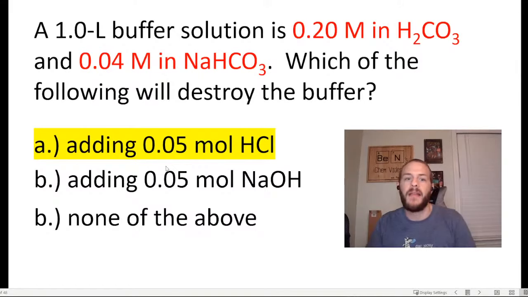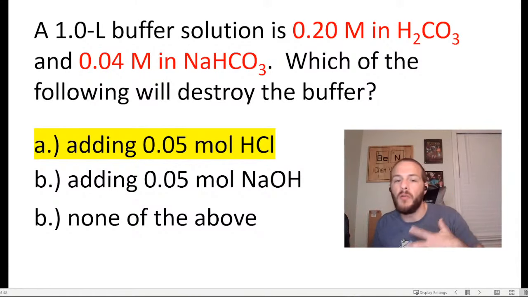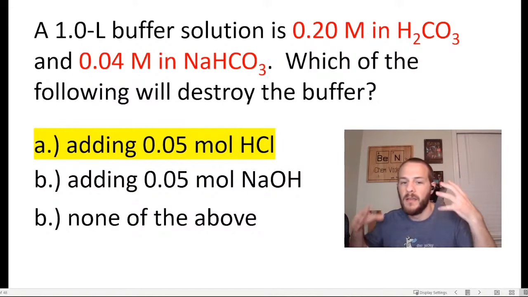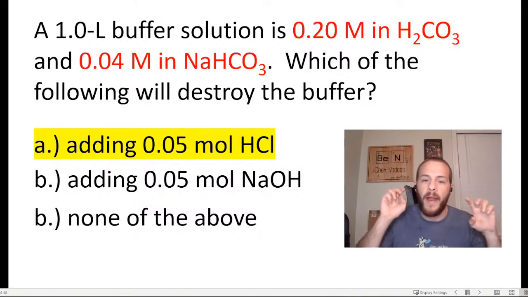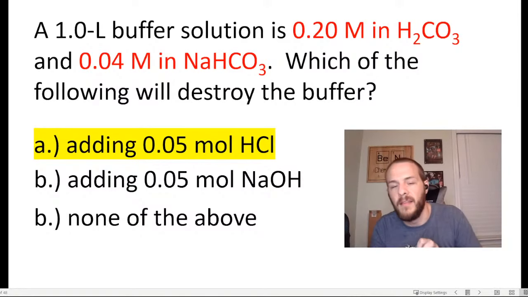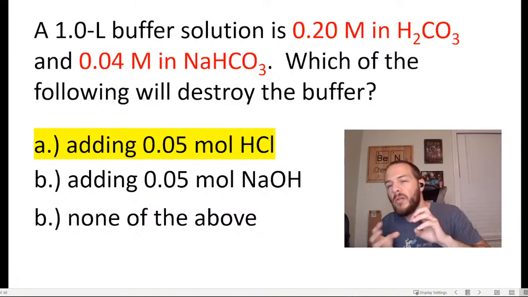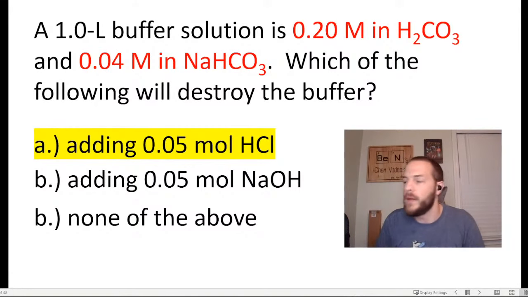So if you add as much or more acid than can be neutralized by the base, then that's going to destroy the buffer. So anytime you're adding enough acid to neutralize all of the base that's in there, or anytime, conversely, you're adding enough base to neutralize all of the acid that's in there, that's going to destroy the buffer. In other words, the buffer will no longer be able to resist changes in pH upon adding an acid or a base to it.